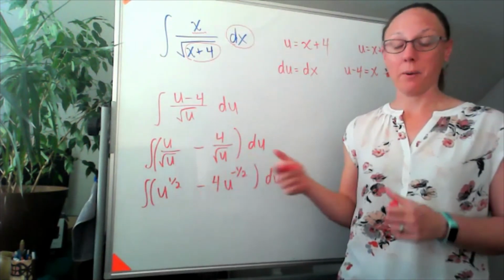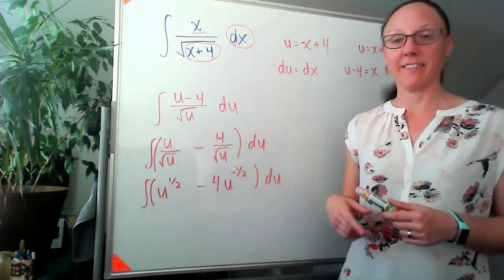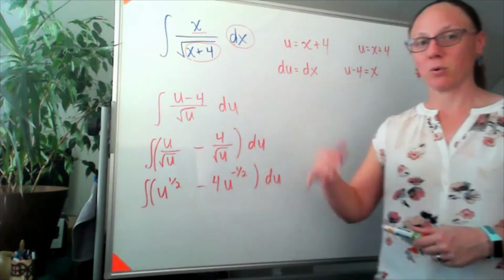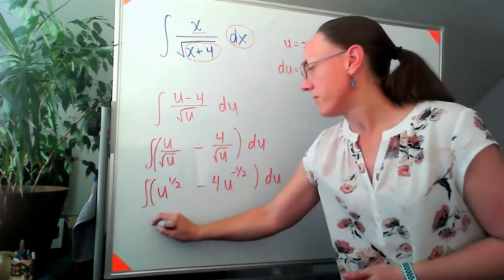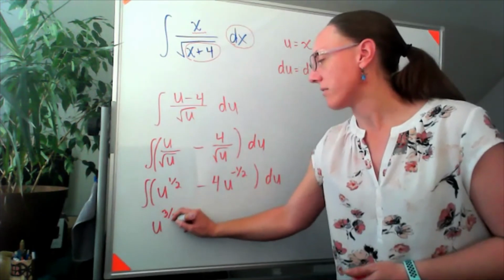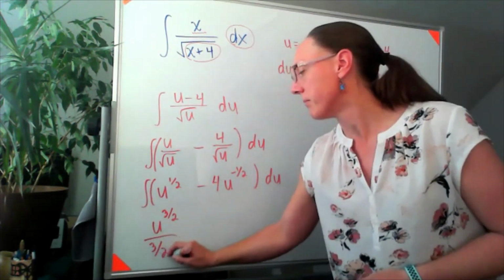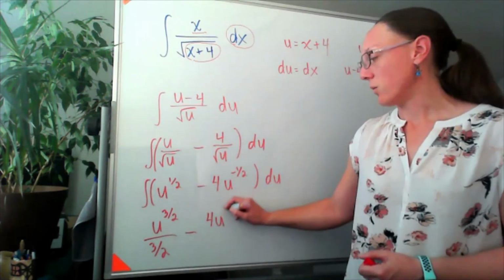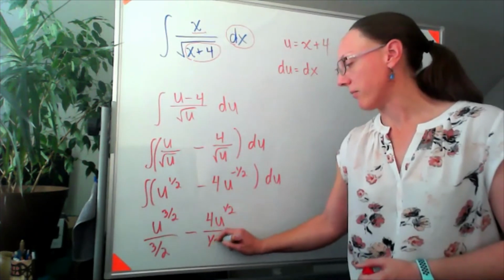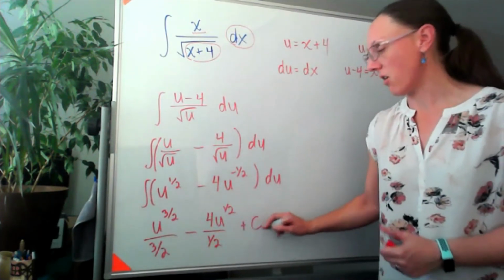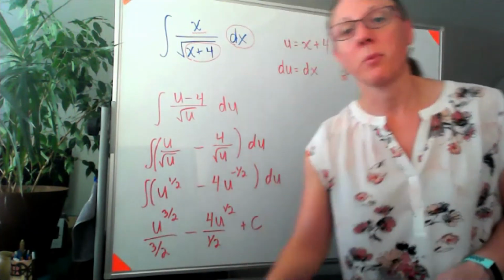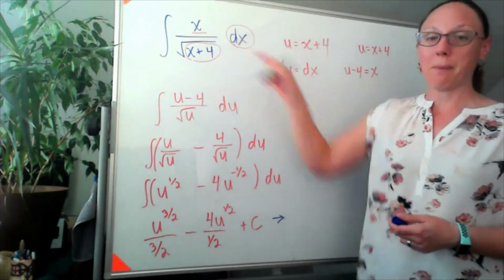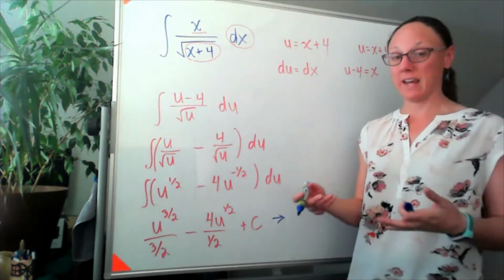Just thinking about simplifying the exponents. Now I can find the antiderivative, add 1 to the exponent, divide by the new exponent, to end up with u to the 3/2 divided by 3/2 minus 4u to the 1/2 divided by 1/2 plus the constant. And always remembering that when we're done, we want to make sure to rewrite our final answer back in terms of x's, because that's how the question was asked.